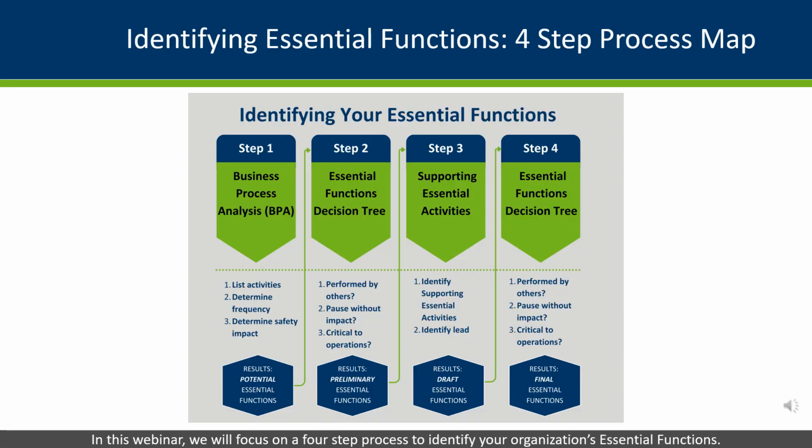In this webinar, we will focus on a 4-step process to identify your organization's essential functions. The 4-step flowchart on the screen shows the process we will use. Step 1, conducting a business process analysis that results in potential essential functions. Step 2, using the essential functions decision tree to determine preliminary essential functions. Step 3, determining supporting essential activities to create draft essential functions. And finally, step 4, using the essential functions decision tree again to identify your final essential functions.